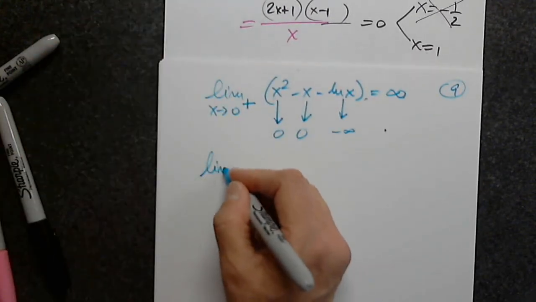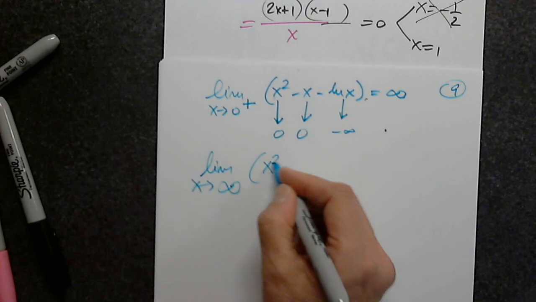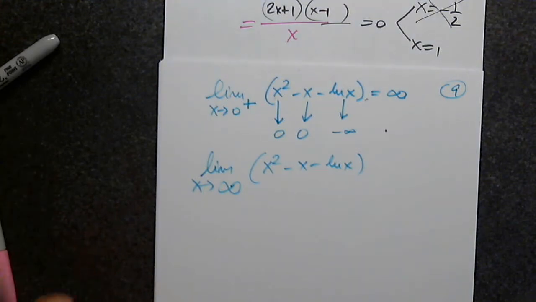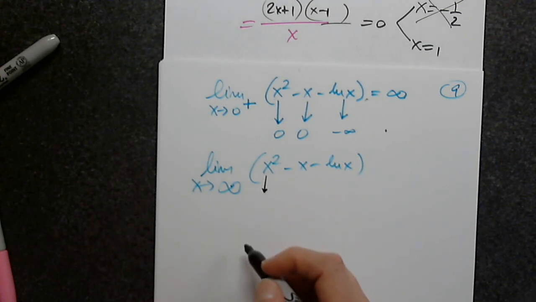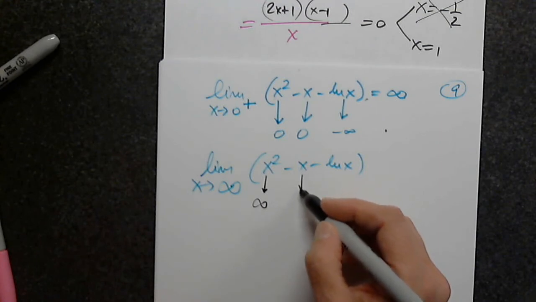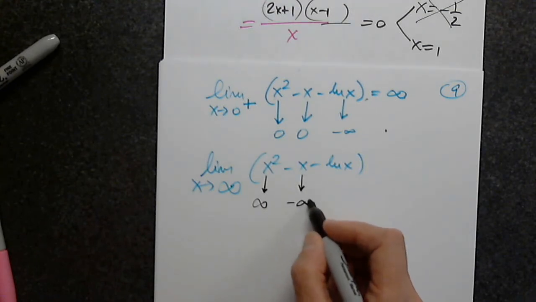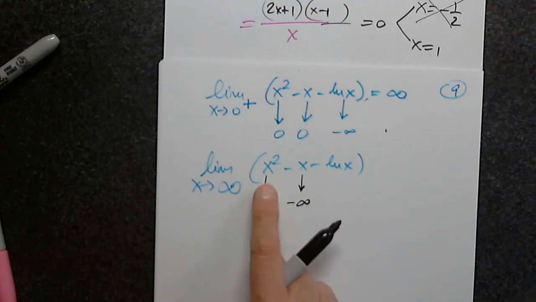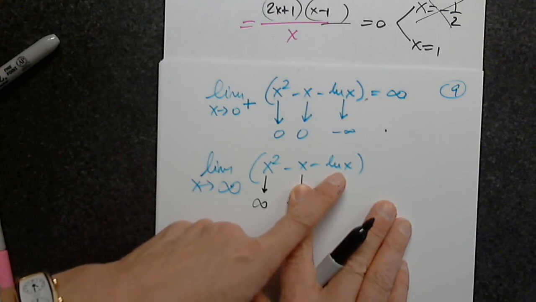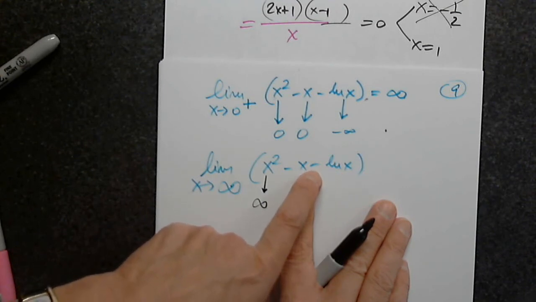Now I want this limit. So the limit as x approaches infinity of x squared minus x minus natural log x. Okay, where does this go? Okay, but this one is bigger. Would you agree? Because this is squared. So I can disregard this for a moment. Where does this go? Infinity, with minus in front.